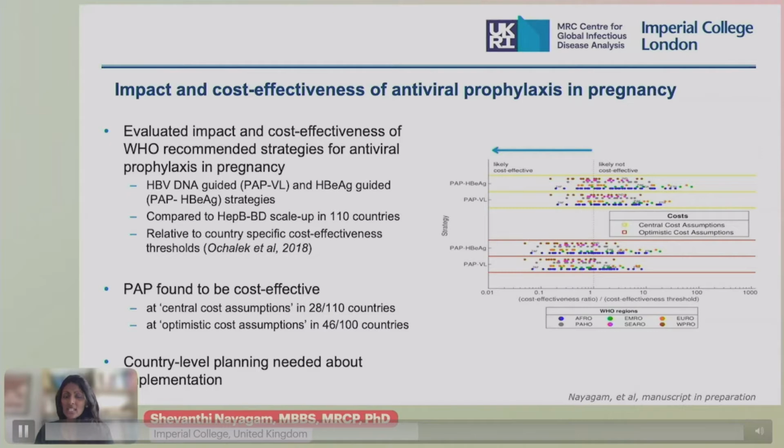And what we can see is the PAP strategies are found to be cost effective at central cost assumptions in about 28 out of the 110 countries modelled. But if the costs are reduced, then it may be cost effective in nearly half of the countries modelled. So really, this is a global level analysis, but with country level epidemiology, but shows that country level planning is really needed about implementation and procuring diagnostics and test kits at optimal costs to make this intervention cost effective.